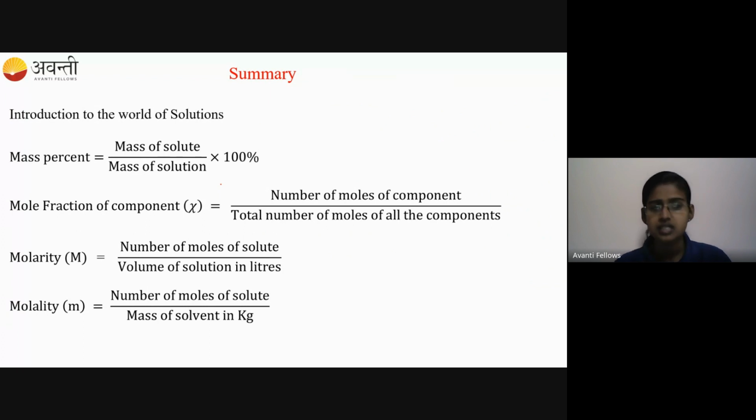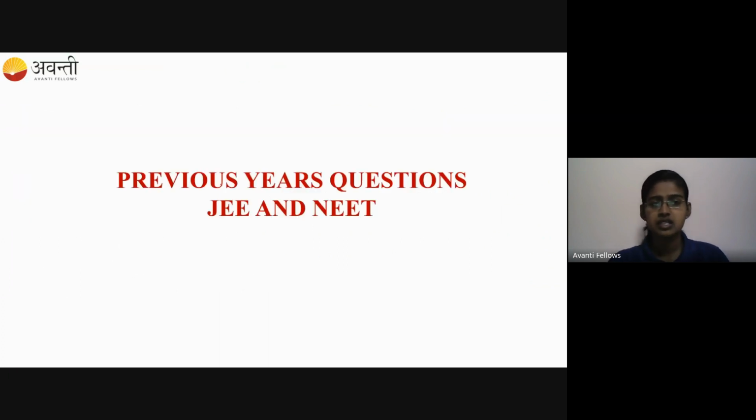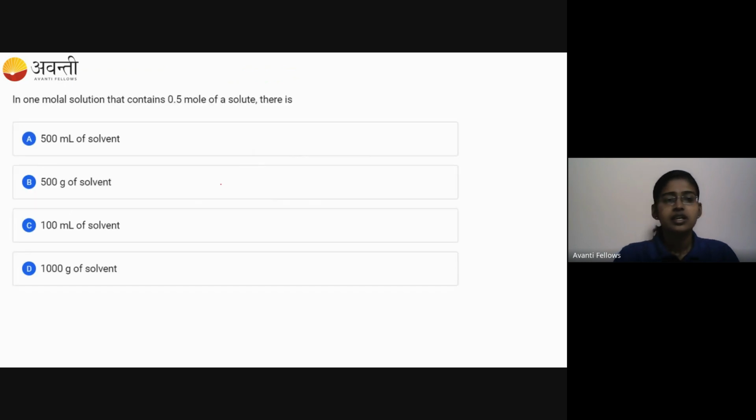So with this, we are completing this lesson, and now we are going to solve some previous year's questions of JEE NEET on mole concept and stoichiometry. Okay, so let's start with the first question. In 1 molar solution that contains 0.5 mole of a solute, there is.